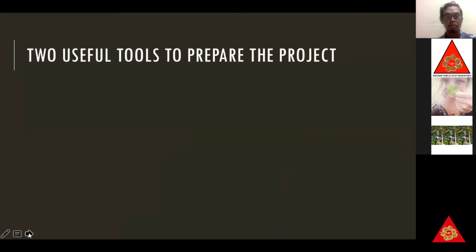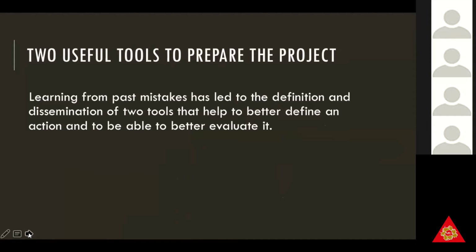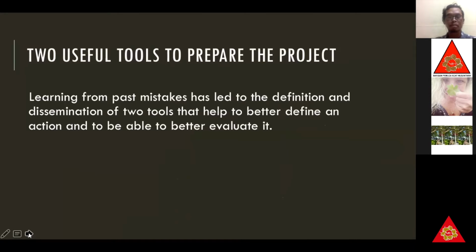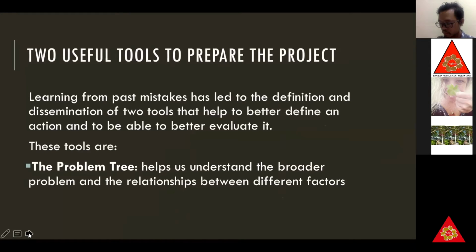in order to prepare the project, as we saw just right now, there are two useful tools that have been devised over time, learning from past mistakes. The first one is the problem tree. This is a tool that helps us prioritize the problem and understand what the relationships are between different problems.